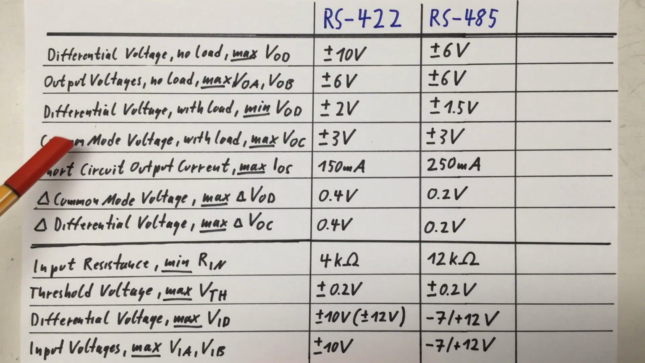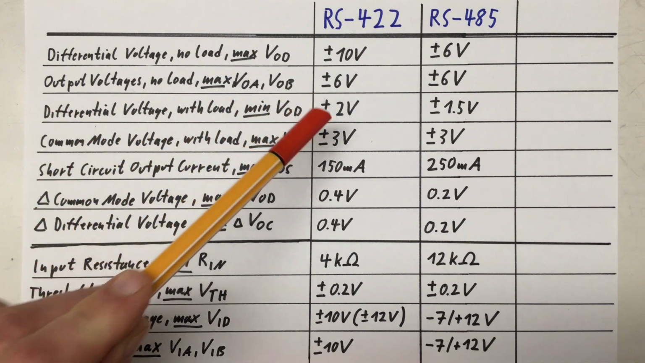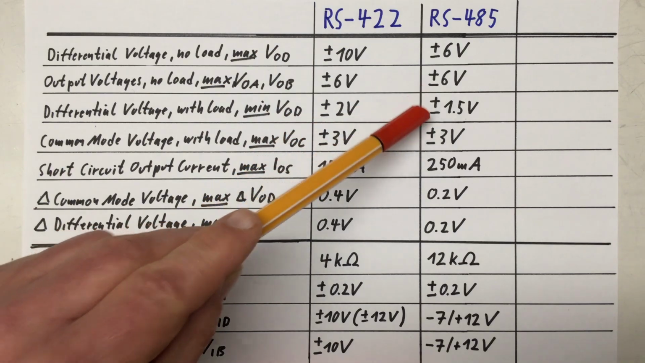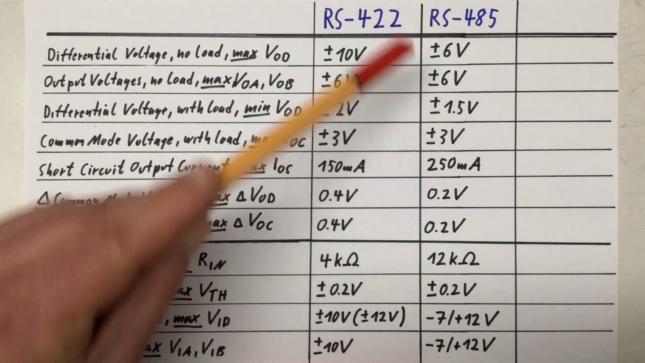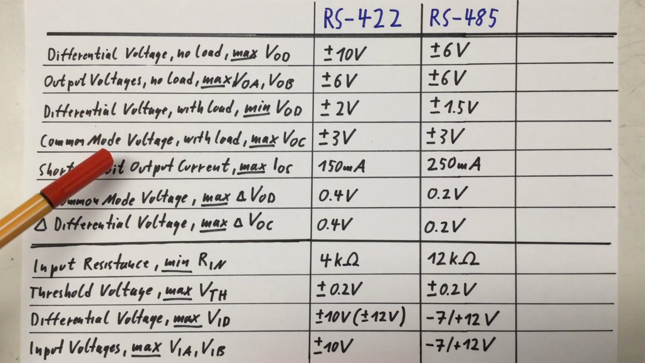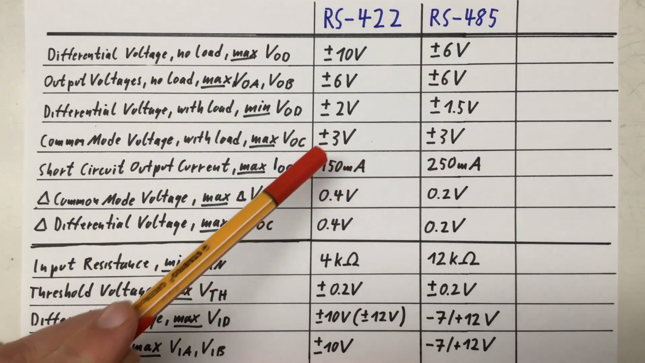The next two values are for a transceiver loaded up with a transmission line that is properly terminated. So the differential voltage again has to be at least plus minus 2 volts for RS-422, and that is lowered to plus minus 1.5 volts for RS-485. The maximum common mode voltage, so basically the average voltage of the A and B pin measured to ground, is for both specifications plus minus 3 volts.